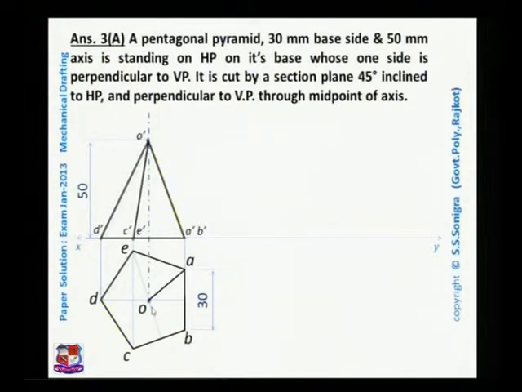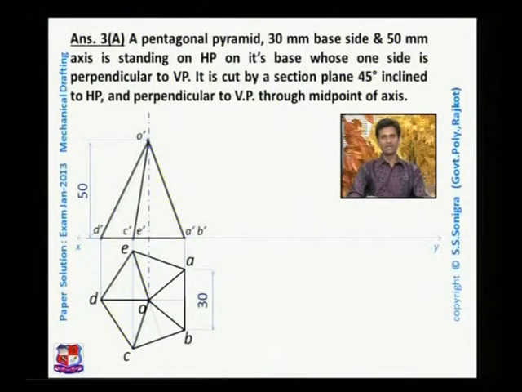Now in the top view, join O with A, O with B, O with C, O with D and O with E. This represents the slant edges which join the base points A, B, C, D, E to the apex point O. So these slant edges are to be shown in the top view like this. So until now we have drawn the first line of the given problem: a pentagonal pyramid, 30 mm base side and 50 mm height, is resting on HP on its base, whose one side is perpendicular to the vertical plane.